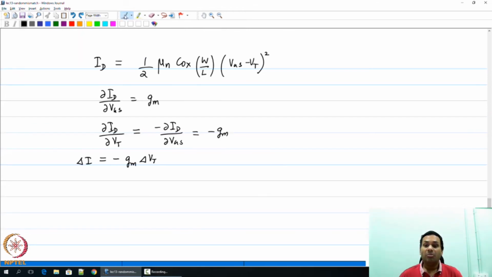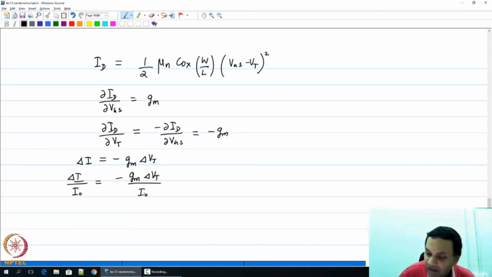This is well and good, but this is for a particular device, for a particular value of delta Vt. I now need to find out what the distribution of the delta I is. So to do that, I first need to find out the relative value of this. So I need to find out delta I by I naught. For a given value of bias current, what is the distribution of delta I? This is of course minus Gm delta Vt by I naught. And so let me rearrange this.